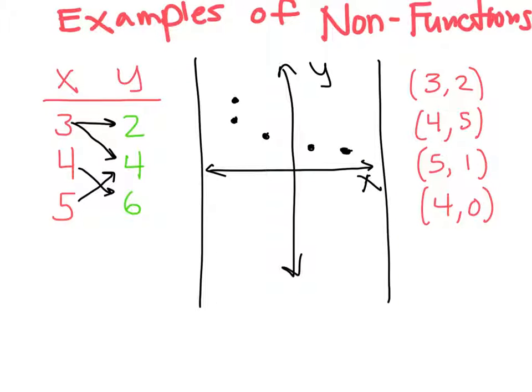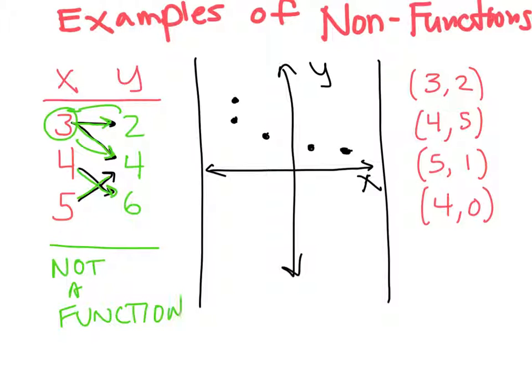So here are just 3 quick examples of non-functions. First off, over here in this first one, we see that this is not a function because the input value 3 is tied to both an output of 2 and an output of 4. Even though 4 only goes with 6 and 5 only goes with 4, the fact that 3 has 2 outputs means that if this were a machine, it's not functioning very well. This is not a function.